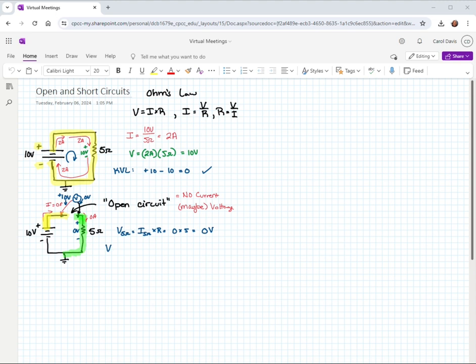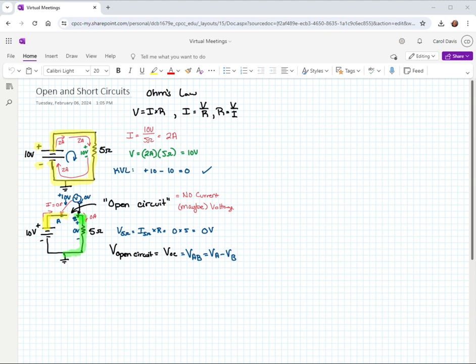So the voltage drop of the open circuit, and a lot of times you'll see it even written voltage OC, or if there are points involved, for instance, if I were to name this point here A and this point here B, we would call that VAB. So the voltage drop from A to B.